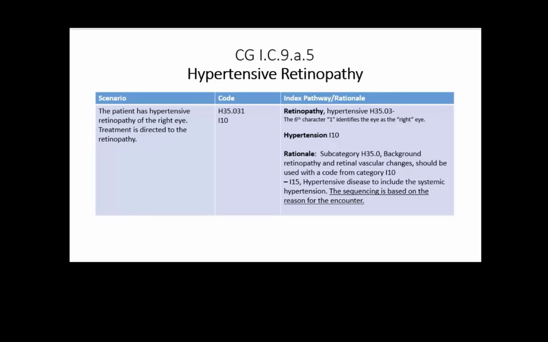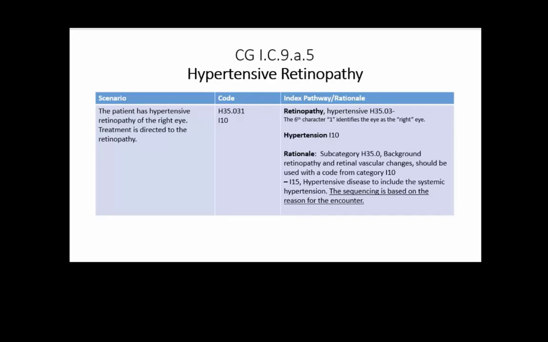The next code is hypertensive retinopathy. This is when the patient has hypertensive retinopathy and the treatment is directed to the retinopathy. If the treatment were directed to the hypertension, the hypertensive code would be the principal, but because treatment is directed to the retinopathy, the retinopathy code is the principal. We know that because our coding guideline tells us sequencing is based on the reason for the encounter.